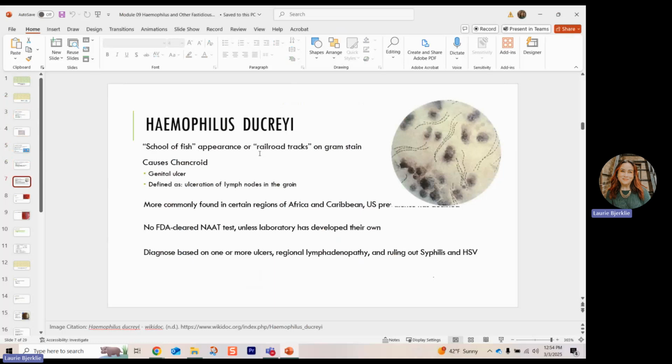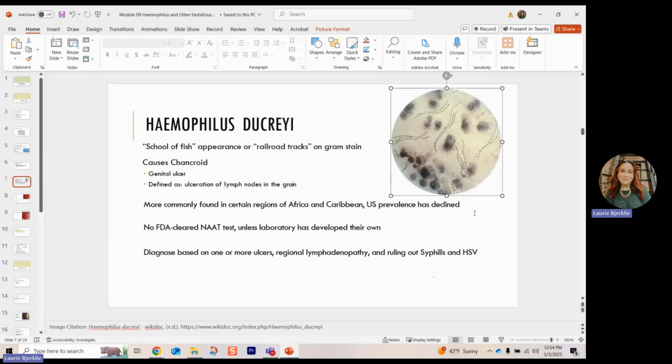So they're definitely still a very small gram neg rod, but you can see the picture here where they're all lined up together. You can see how it kind of looks like railroad tracks when they're side by side lined up like that. And you can also get the idea of a school of fish swimming along. So you can see both representations there for the Haemophilus ducreyi gram stain. So you'll see that referenced as the gram stain for that.